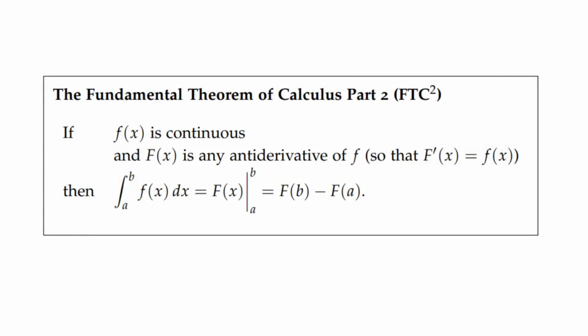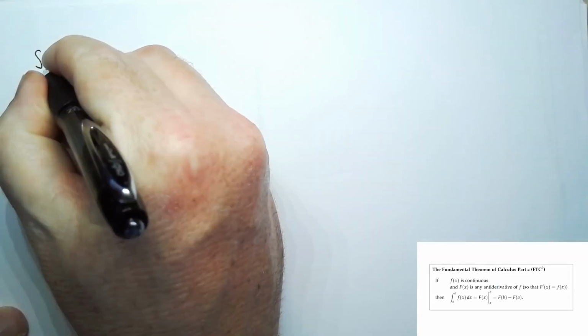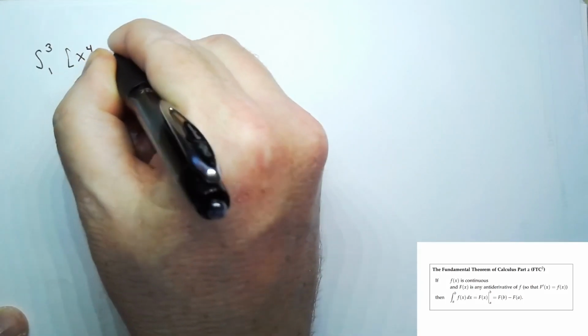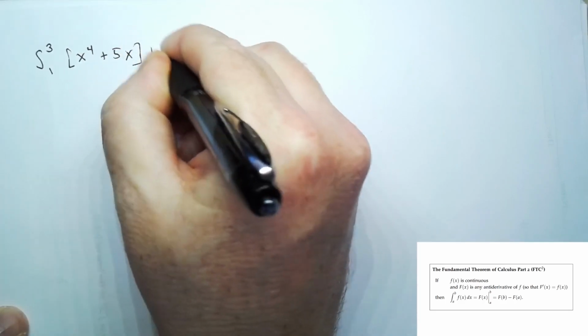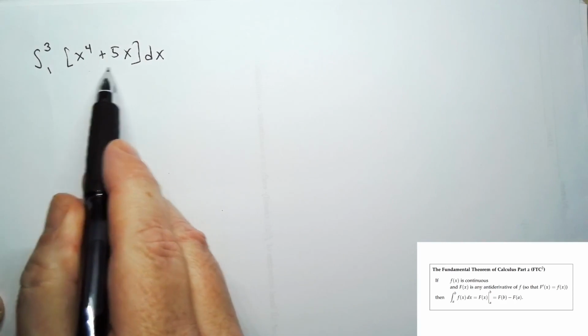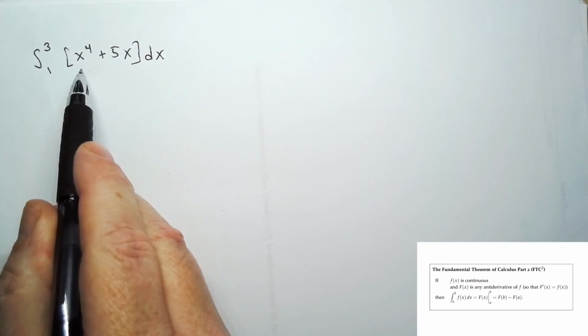In practice, we'll use this second part of the fundamental theorem most often, and we'll use it to evaluate definite integrals of functions. Let's look at a couple examples. If we want to find the integral from 1 to 3 of x to the fourth plus 5x dx, all we need is to think of an antiderivative of this function. It doesn't matter which one. We'll see why in a moment.